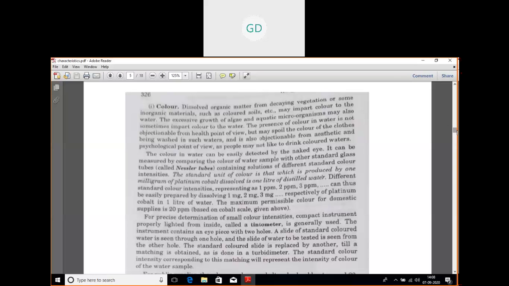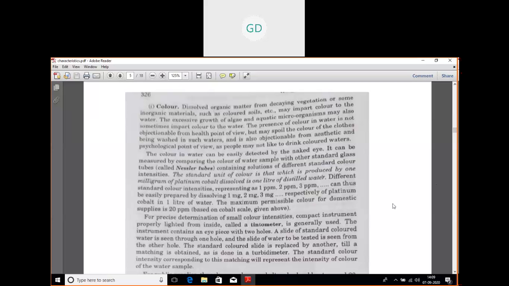we need to measure how much color is present, and how it is measured. If an accurate and precise determination of color intensity is needed, then an apparatus named a tintometer is used. Also, you can measure the color by comparison, and for that there are already standard tubes, called Nessler's tubes.